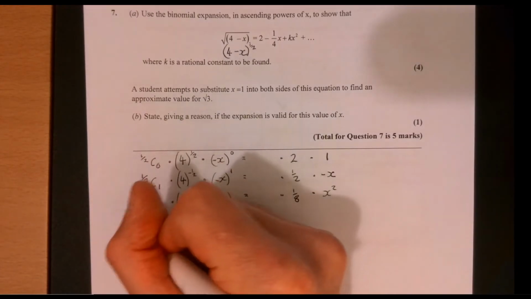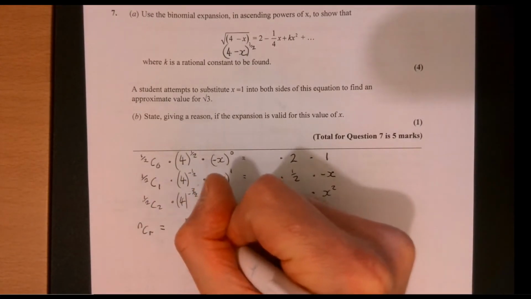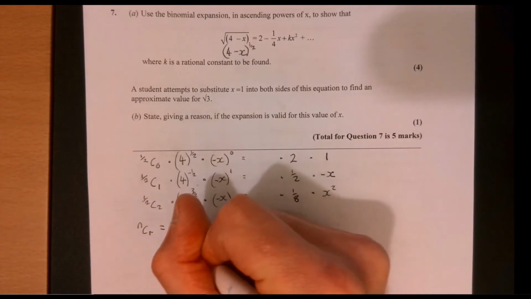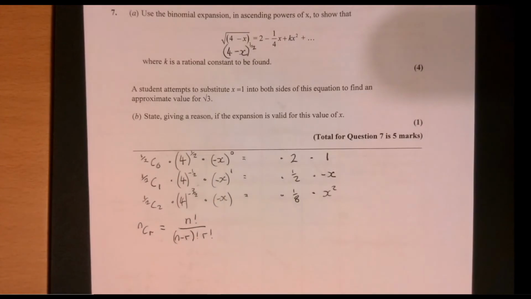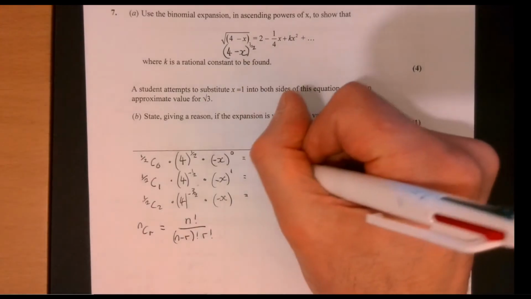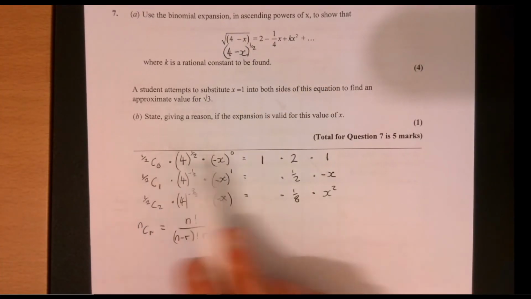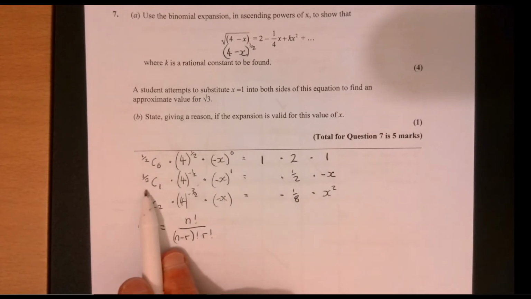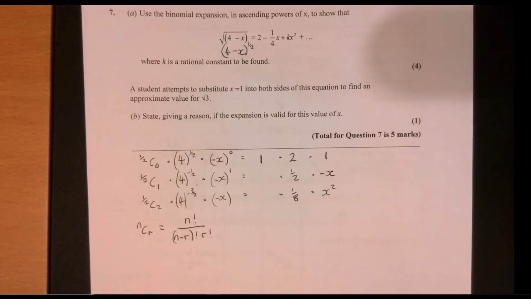Now, you're used to the idea of nCr, which is n factorial over n minus r factorial, r factorial. So effectively, the first one is n factorial over n factorial, so it's just going to be 1. Any combination with a 0 there is always going to give you a 1. Now let's try and do this one up here. These two are a little bit harder, but let me show you how to do them.